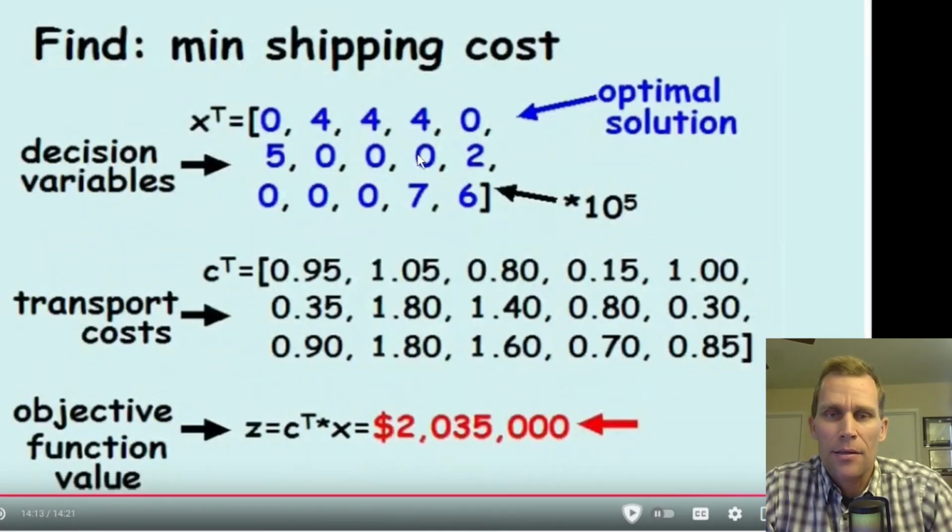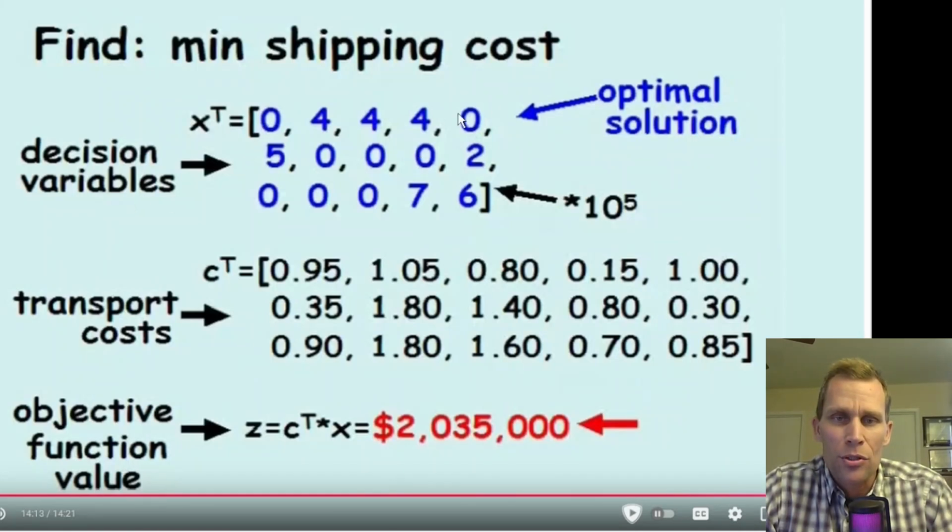All right, the last slide here is the solution. So the decision variables right here for the optimal solution are shown in blue, and it's 0, 4, 4, 4, 0, all the way down to 6, 7. So x sub 1,1 means 0, x sub 1,2 is 4, and that means we're going to have 4 cases delivered from factory 1 to warehouse 2, and then another 4 cases delivered from factory 1 to warehouse 3 and warehouse 4, and so on.